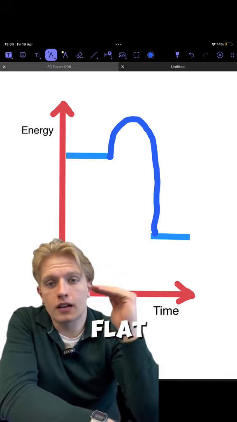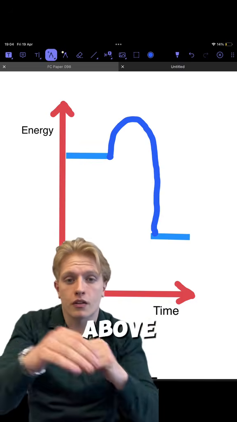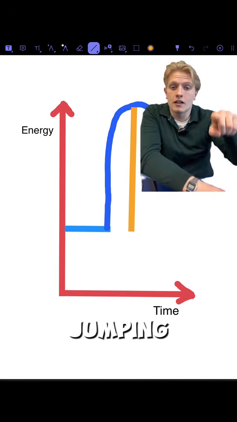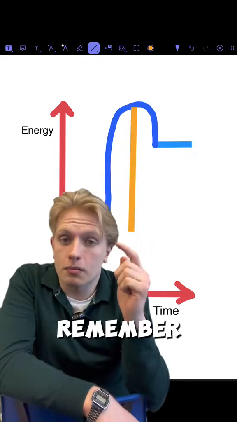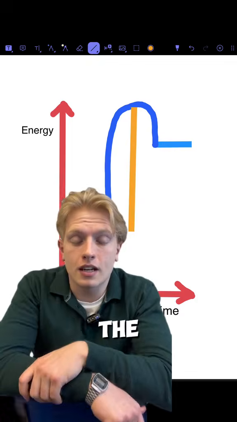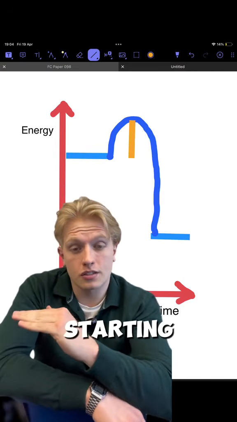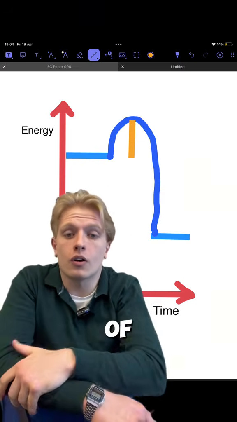So if you had to draw this, think, has energy gone in or gone out, and that will tell you where the flat lines need to be and which one needs to be above, which one needs to be below. And then all you need to do is put your jump in for the activation energy. And remember that activation energy is the energy required to make the reaction happen. The difference between the reactant's starting energy and the top of the curve.